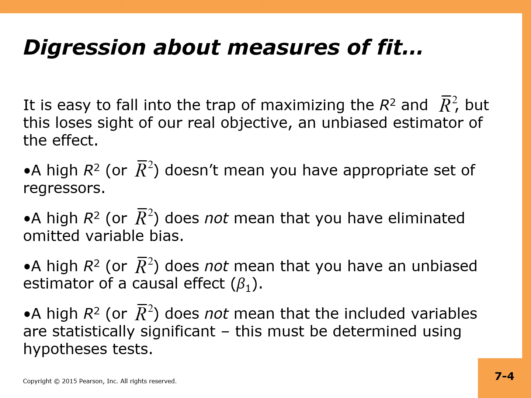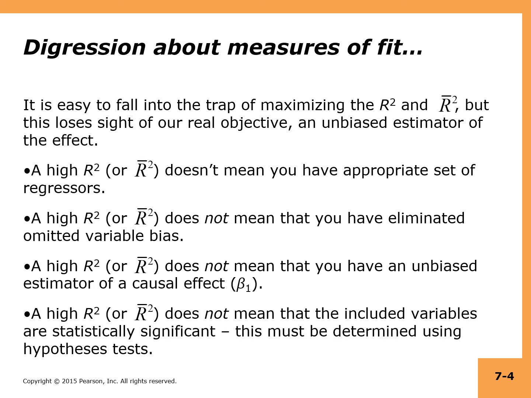The second is that high R-square does not mean that you eliminated omitted variable bias. Omitted variable bias can exist when you have high R-square, as well as low R-square. So just because you have a high R-square does not mean that you have eliminated omitted variable bias.